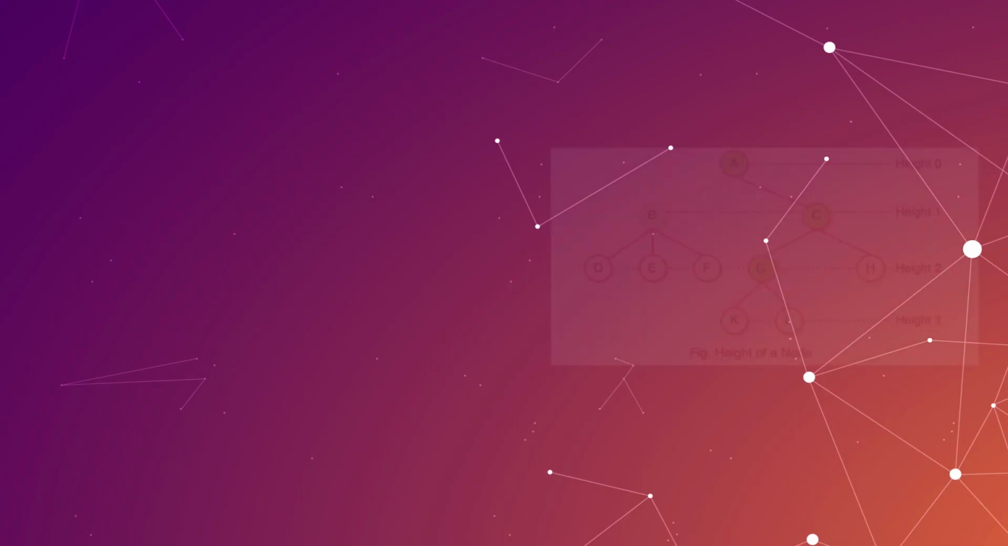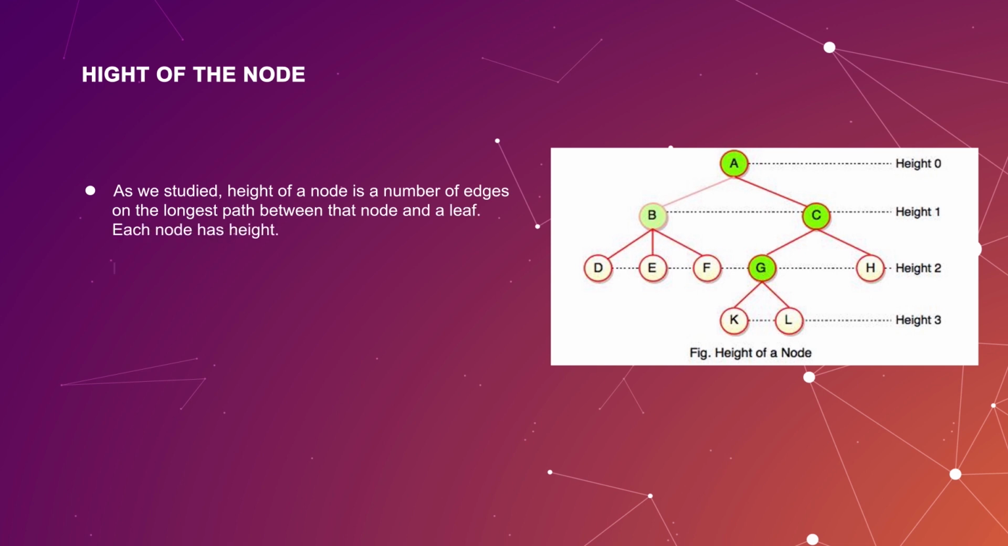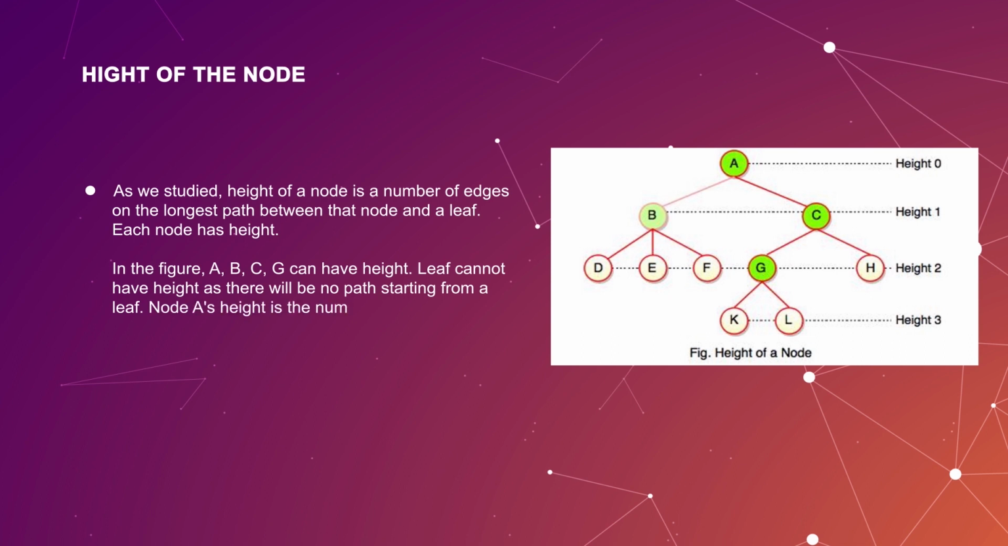Moving on to the next one, the height of the node. As we studied, the height of a node is the number of edges on the longest path between the node and a leaf. Each node has a height. In this figure, we can understand that A, B, C, G can have height. A leaf cannot have height, as there will be no path starting from a leaf.